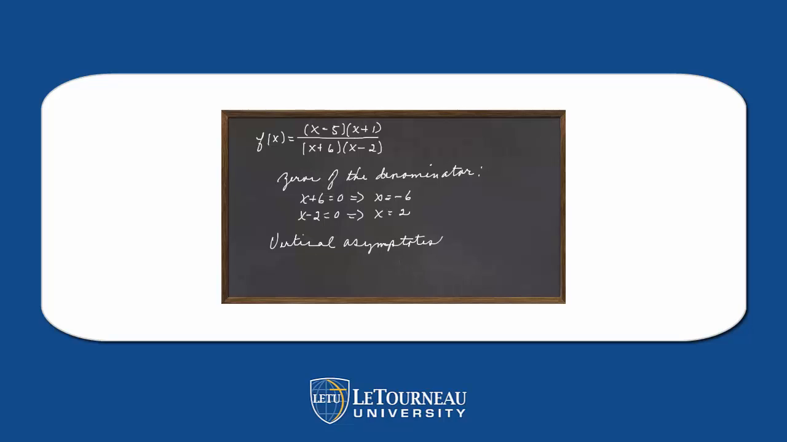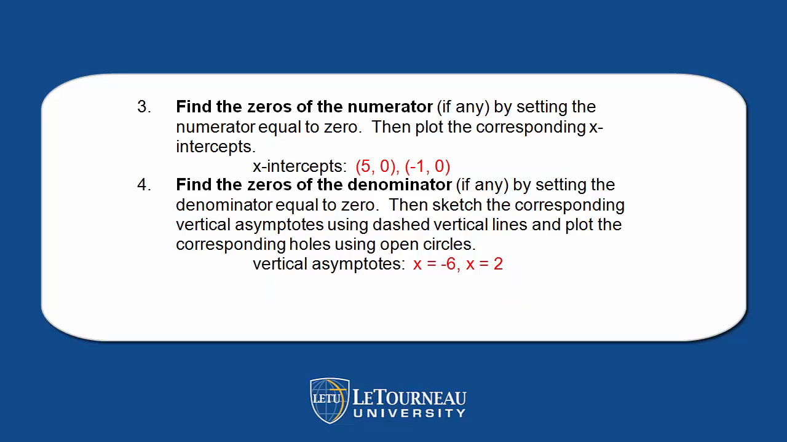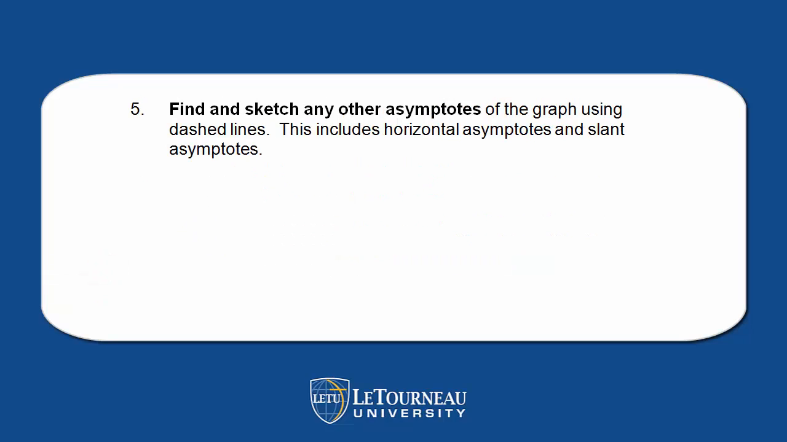Okay, now we are going to find any other asymptotes. So let's just review here a minute. We found the zeros of the numerator. We found the zeros of the denominator. And right here are our vertical asymptotes at x equal to minus 6 and x equal to 2. Now the next thing is, are there any other types of asymptotes? This includes horizontal and slant asymptotes.